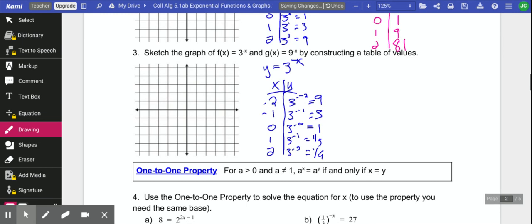So when we graph this, I can't fit that one on there. 1/3 I can fit. And it looks something like this. So you'll see that graph is just a reflection of the one that we had in the last question.